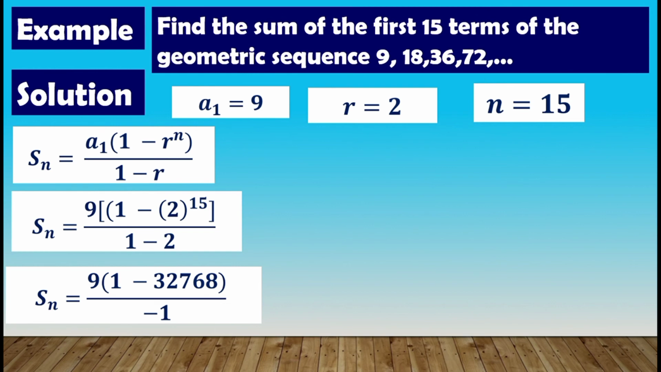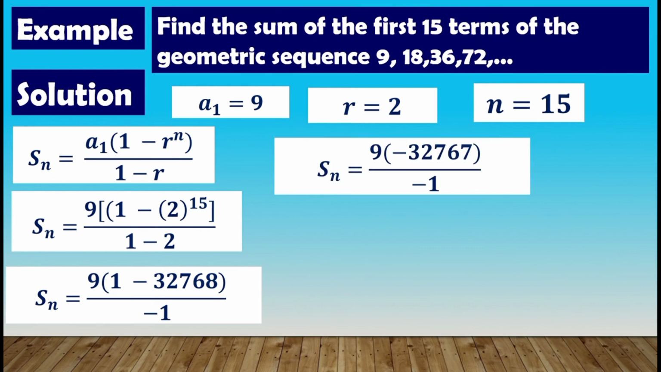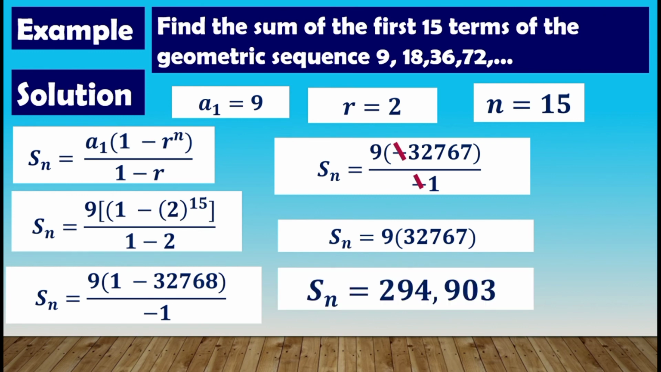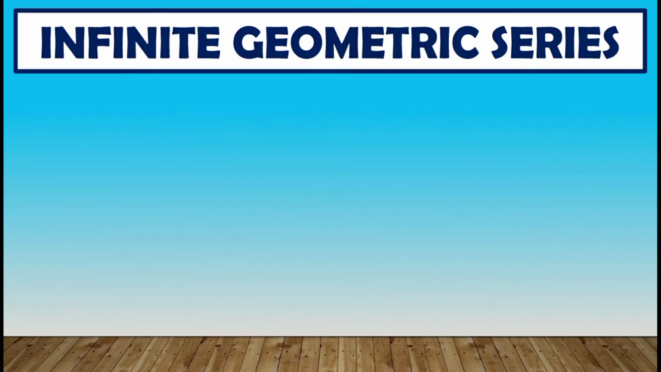Then, combine 1 minus 32,768, that will lead us to -32,767. Then, let us simplify. S sub n therefore is equal to 9 times the quantity 32,767, which leads us to a product of 294,903. This means that the sum of our first 15 terms in our sequence 9, 18, 36, 72, ... is 294,903. Let's also discuss the infinite geometric series.